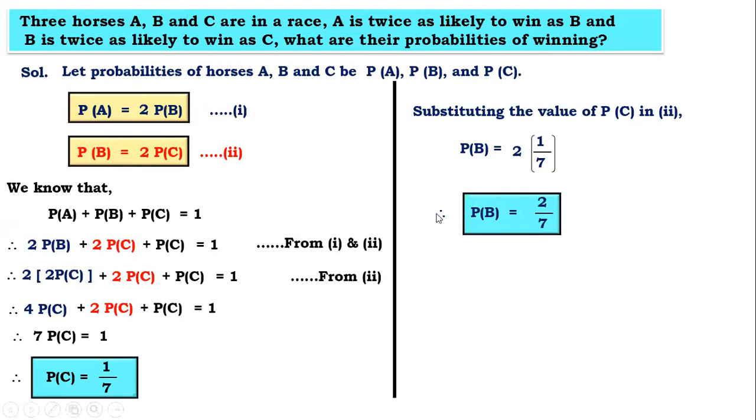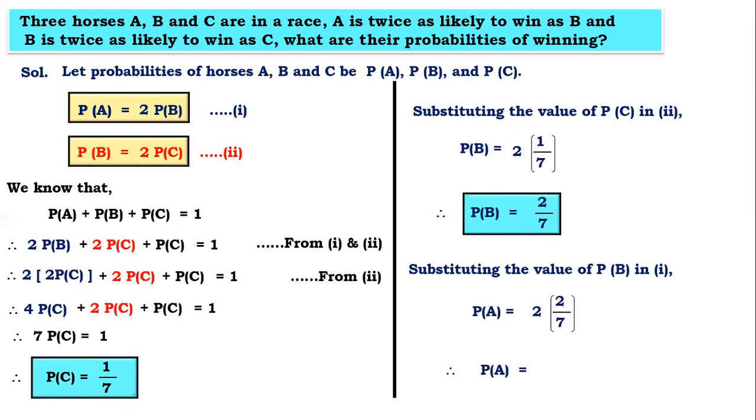Now, since we got P of B, students, look at equation number 1. If we have P of B, we can have P of A as well. So substitute P of B in equation number 1. Equation number 1 says P of A is equal to twice P of B. So 2 into P of B, that is 2 upon 7, and 2 twos are 4. That will be 4 upon 7. And we got P of A, P of B, and P of C, that is the probability of A winning, B winning, and C winning.